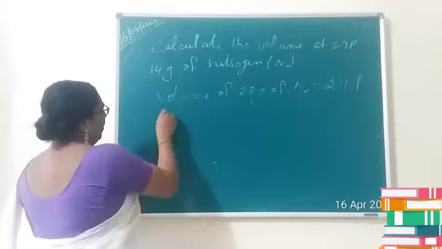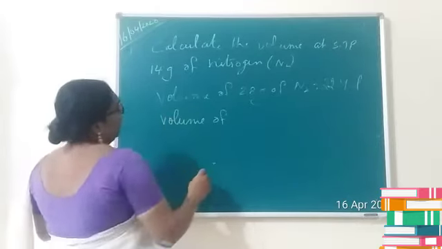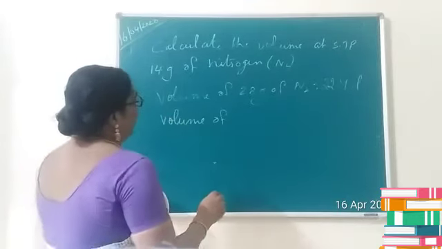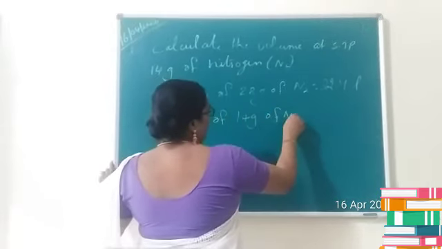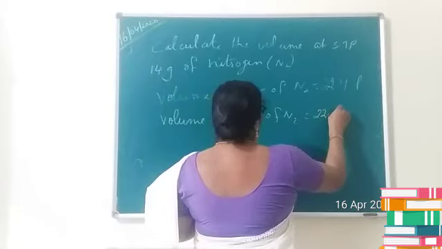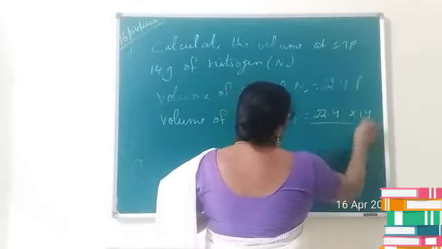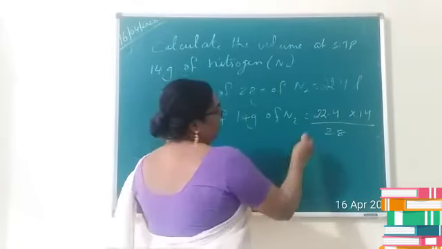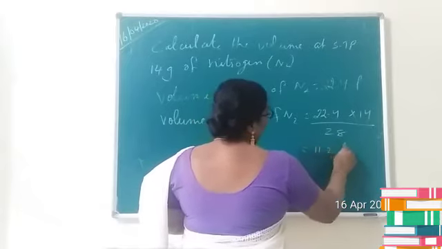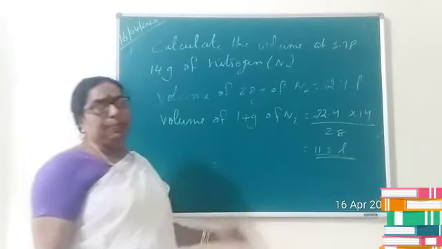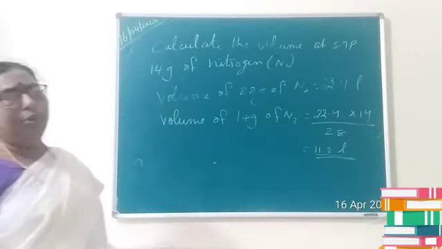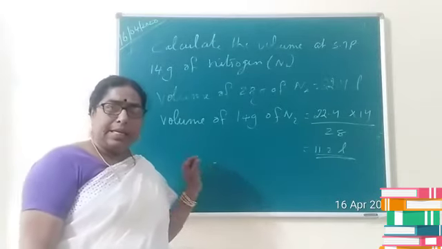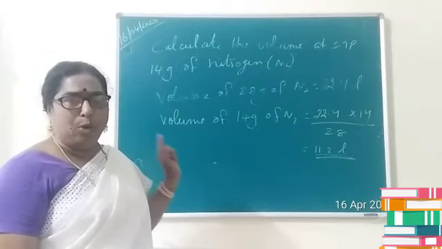So can you tell me what is the volume of nitrogen, I mean volume occupied by 14 grams of nitrogen? So volume of 14 grams of nitrogen is equal to 22.4 into 14 divided by 28. So we can consider it as 11.2 liters at STP. Is it clear, children? This is how you can calculate volume of the gas at STP. Is it clear? Numericals on the basis of mole concept.